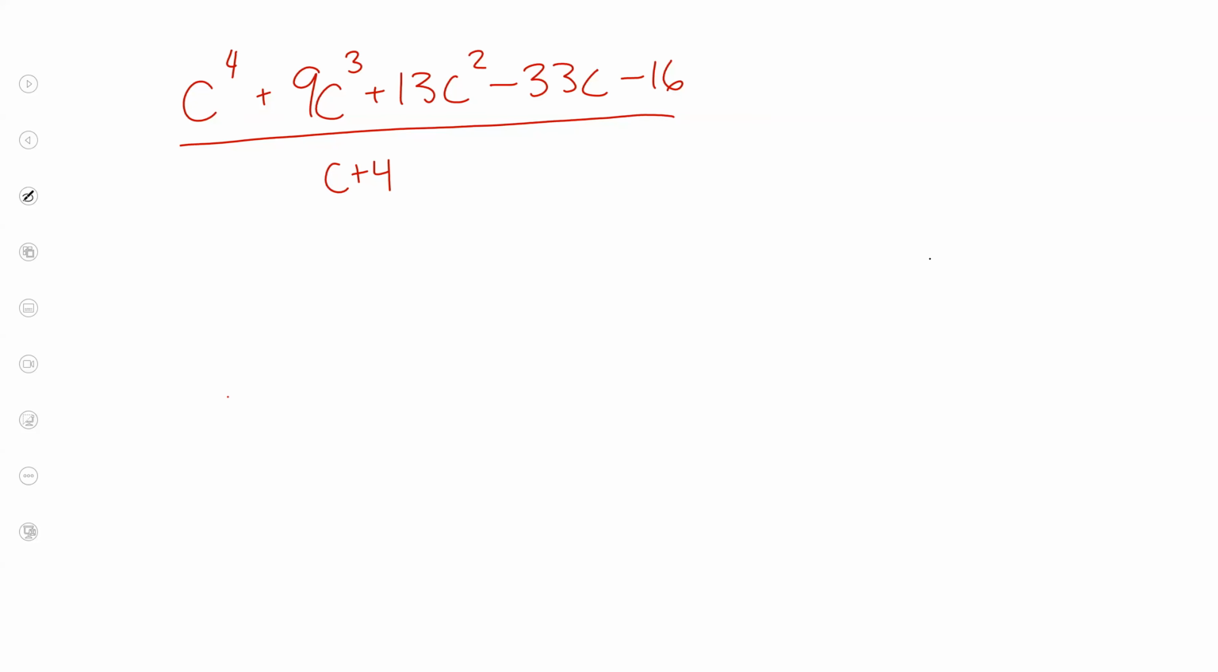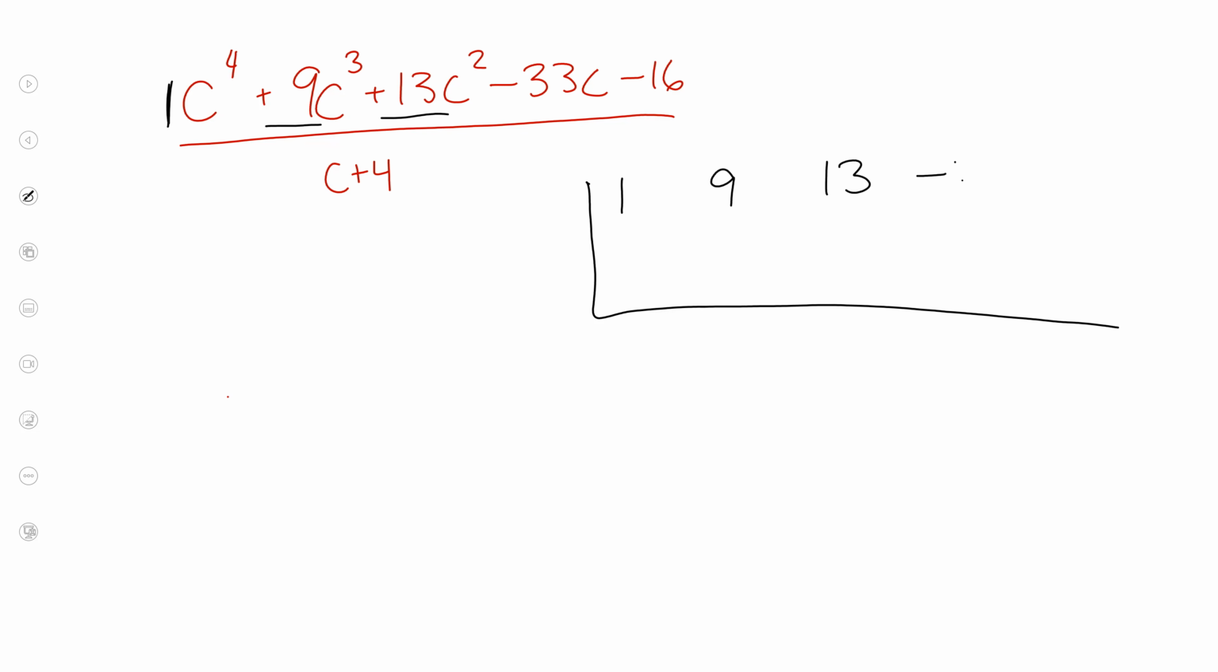All right, this is our next example. We have this large polynomial being divided by x plus 4. So the way we set this up, we put all the coefficients up here. The first coefficient is a 1. The next one is a positive 9. Next is 13, negative 33, and then negative 16. And remember, whatever we're dividing by, we do the opposite. So what will we put on the outside? A negative 4. So this is how you set it up.